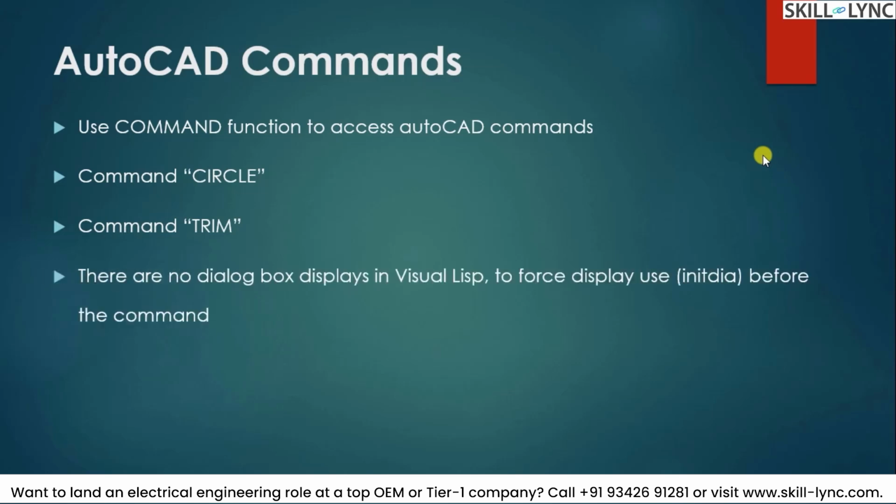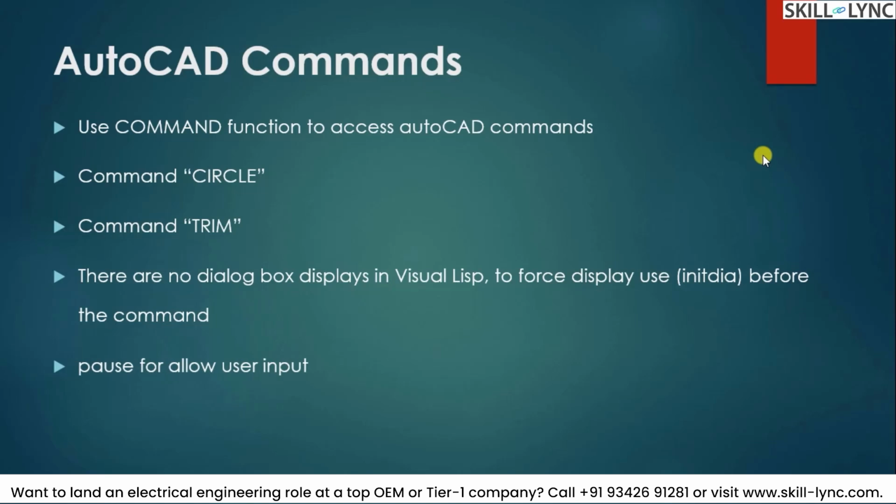So likewise, what we have to understand is that certain functions invoke a dialog box. In AutoLISP, particularly in the Visual Lisp environment that we are seeing here, there won't be any dialog box displayed. So in order to force AutoLISP to showcase the dialog box to us, we have to use the function initDia before the command so that the dialog box will get forced. So this is one tidbit we would like to introduce here.